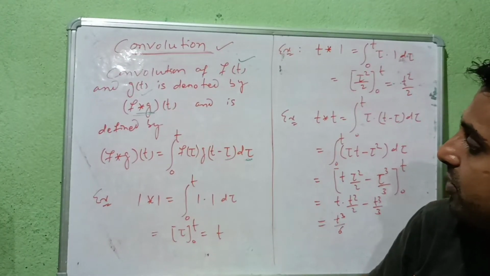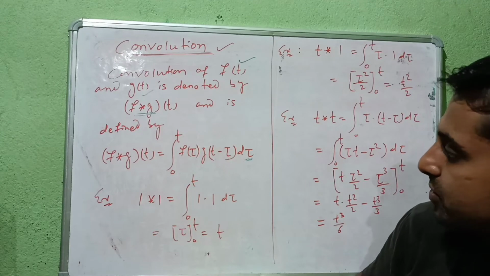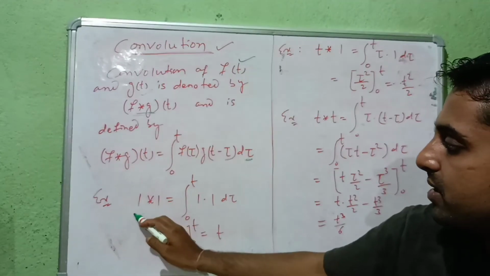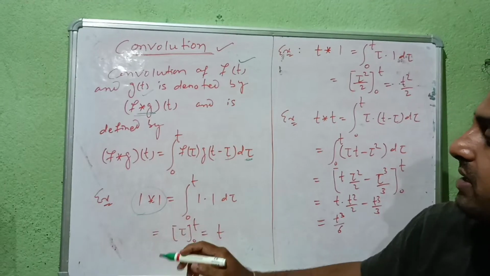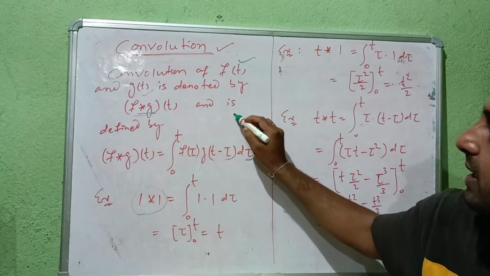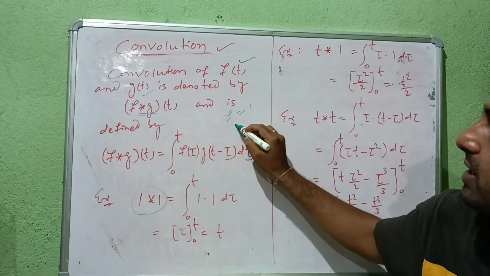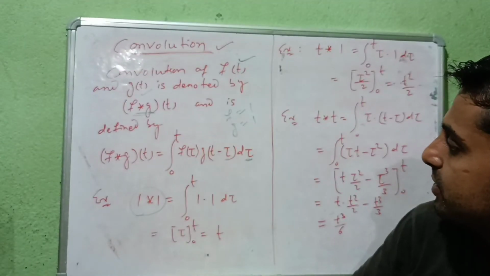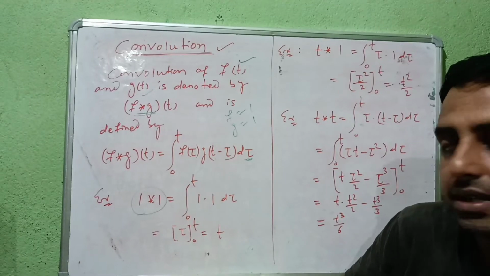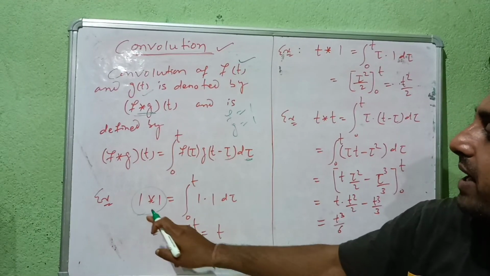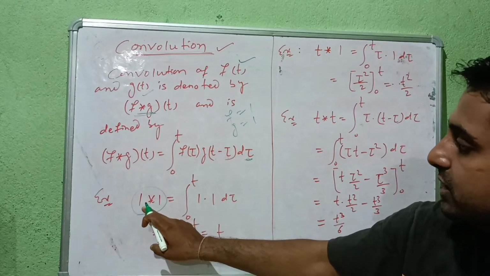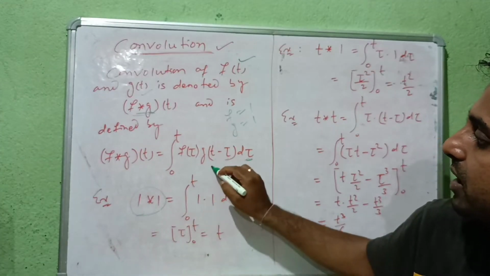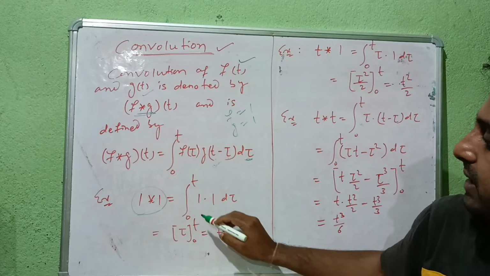So, for example, how to find the convolution of two functions. Suppose we have to find 1 star 1. Here f is equal to 1, and g is also 1. Two functions we have to take. So f equals 1, g equals 1, and we have to find the convolution of 1 and 1.